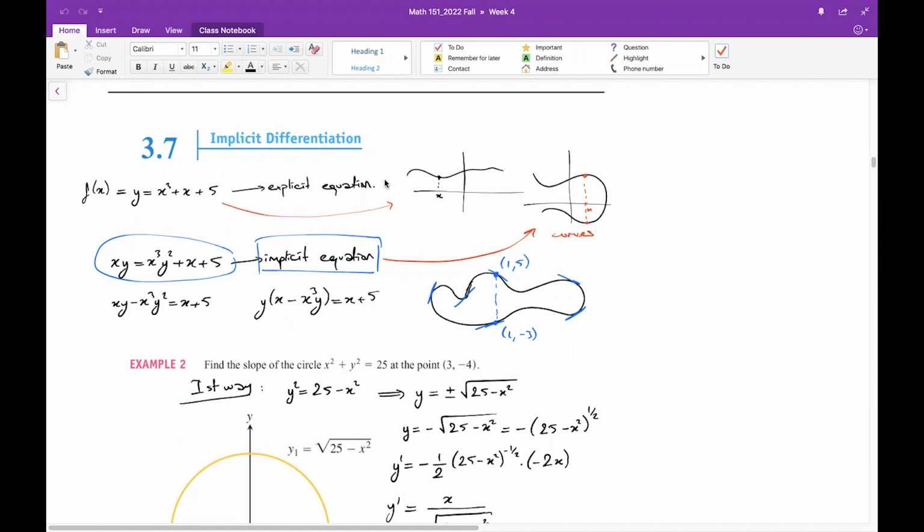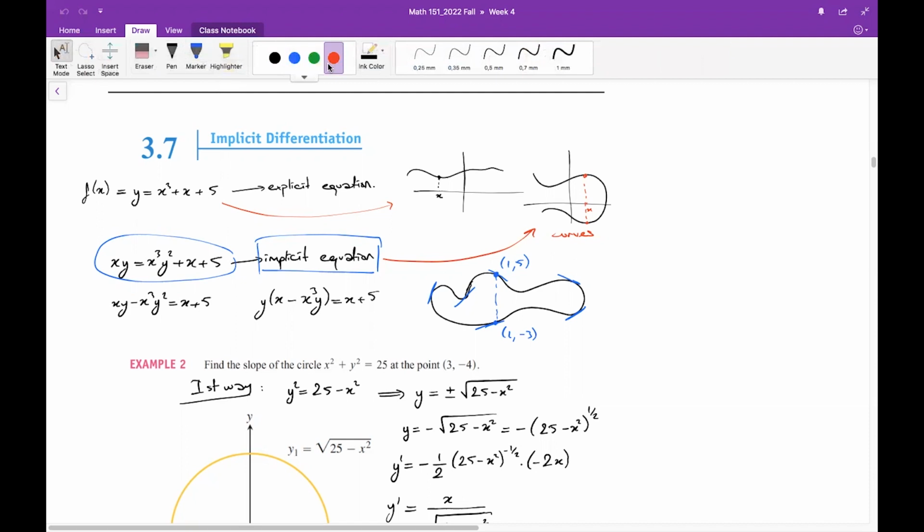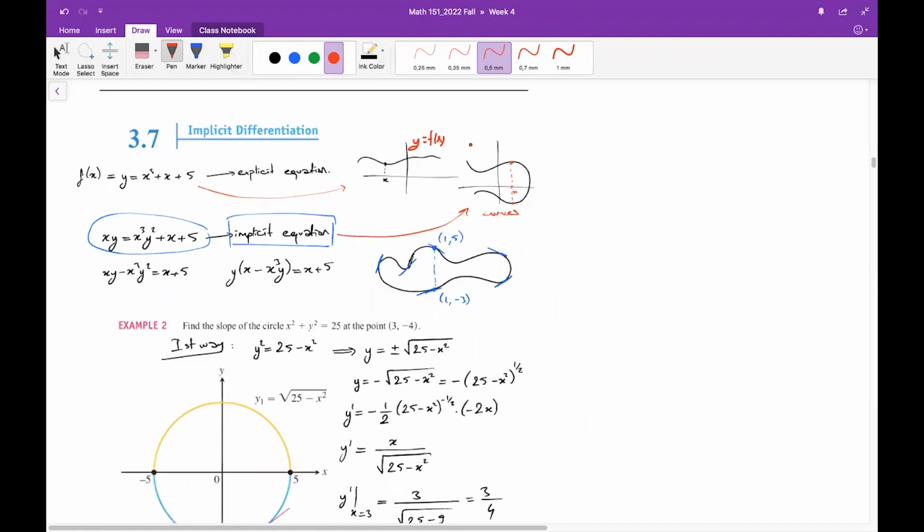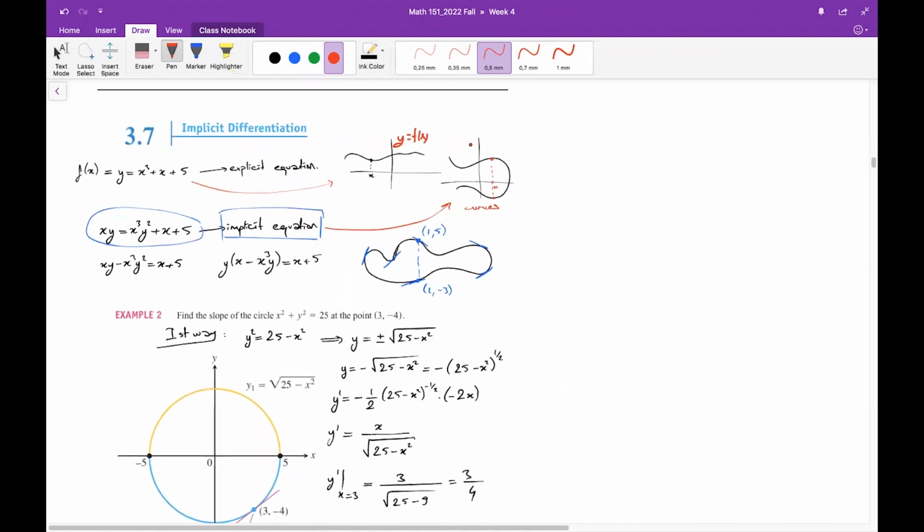Such kinds of functions define a curve in the xy plane. So this is an explicit equation. Through this explicit equation, y is defined in terms of x, and it gives us a curve like this in the xy coordinate system. And another situation occurs when we encounter equations like this.